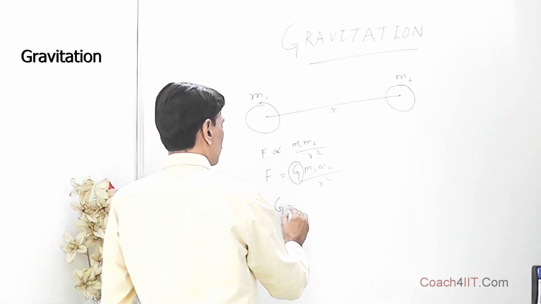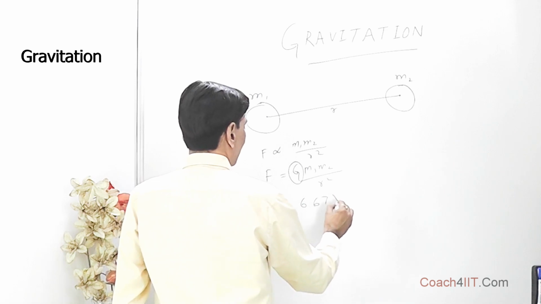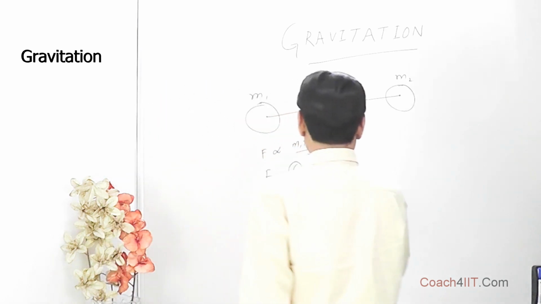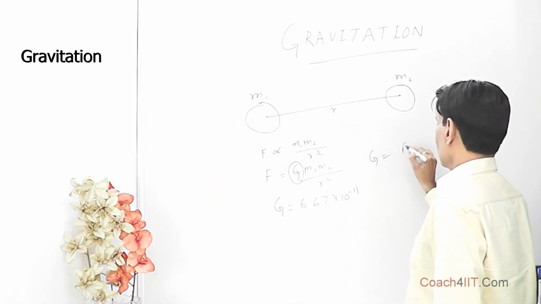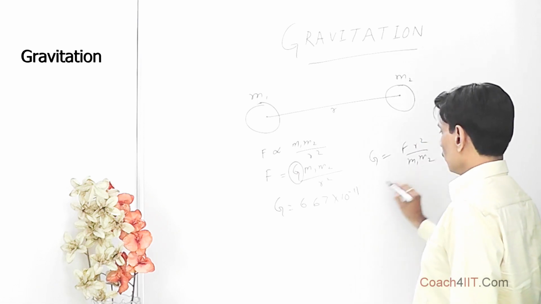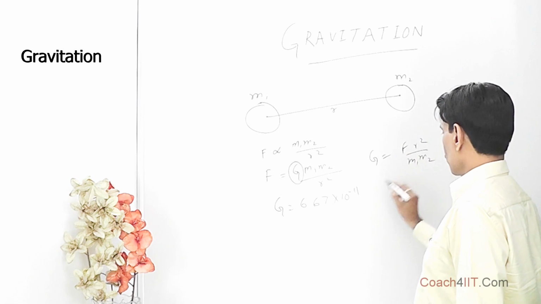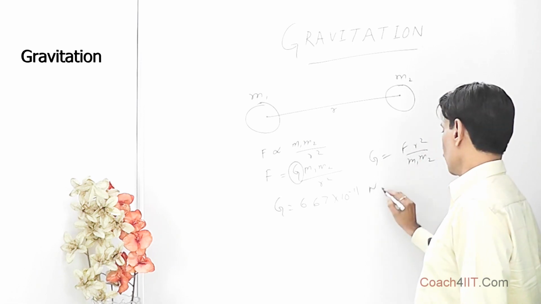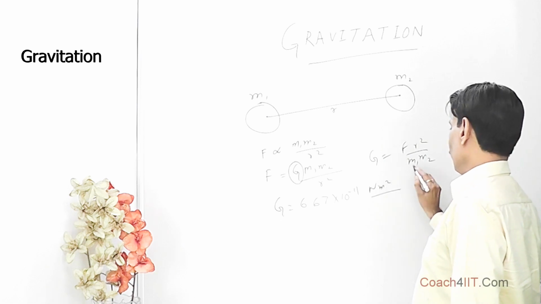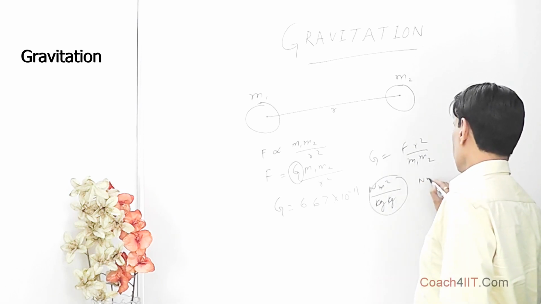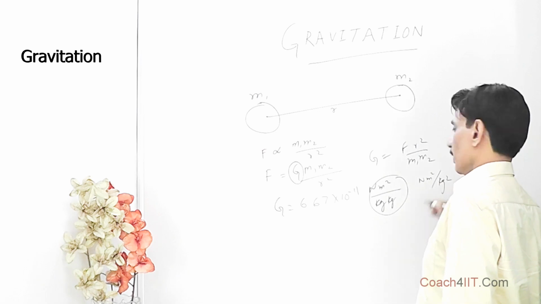So this is the force of attraction where G is a constant, and its value is 6.67 into 10 to the power minus 11. This is in Newton units, if you have to find them. So let's take G on one side. It becomes F into r square over m1 into m2. So the unit is Newton meter square, force unit Newton, distance unit meter square, m1 unit kilogram, and m2 also kilogram. So it is 6.67 Newton meter square upon kg square.